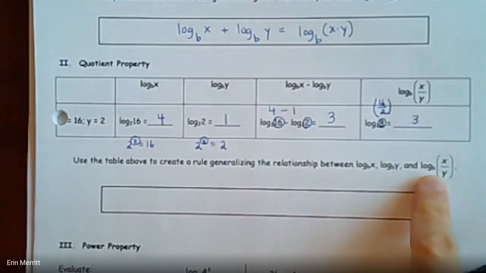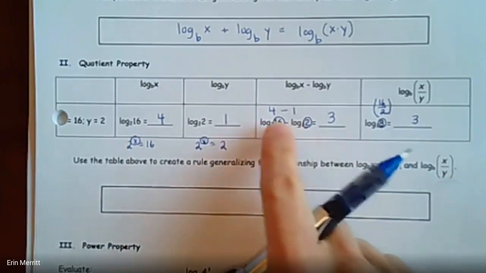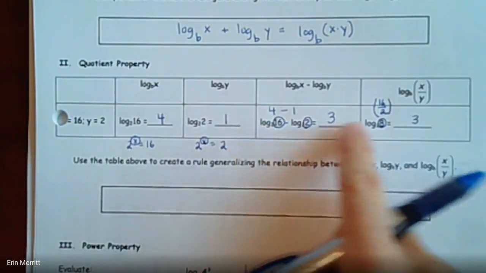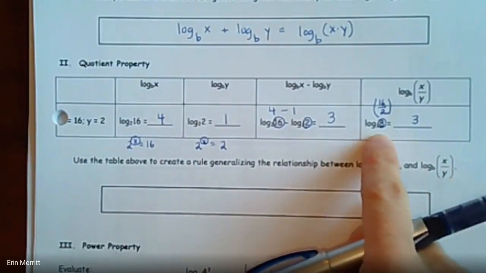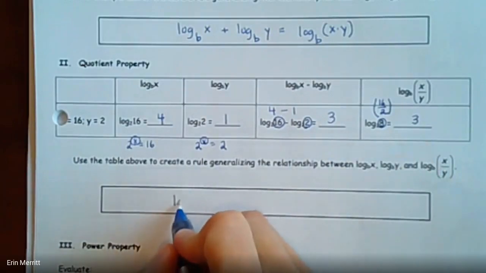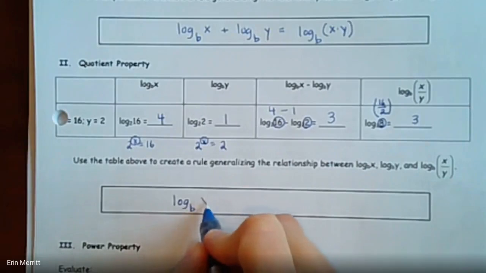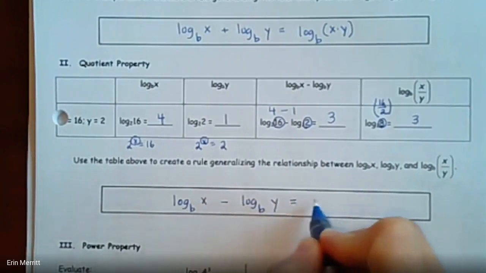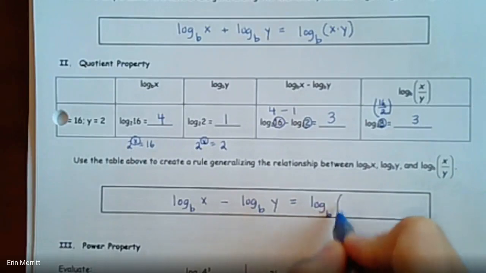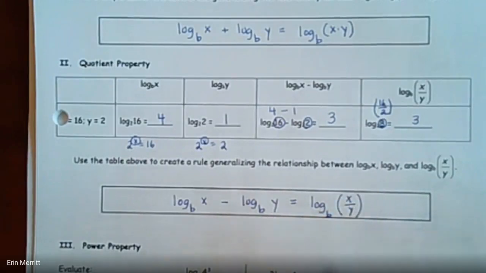So how does that play into the rule here? Well, they want you to figure out what's the rule when you have x over y. Hopefully what you can see is when you take the difference, that's going to be equivalent to taking the quotient and then evaluating the log. So I'm going to write that again, generic, as log base b of x minus log base b of y is equal to log base b of x divided by y, just like that.